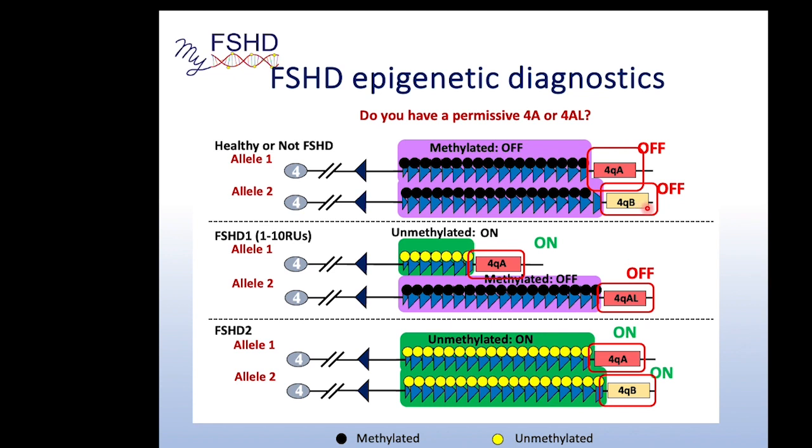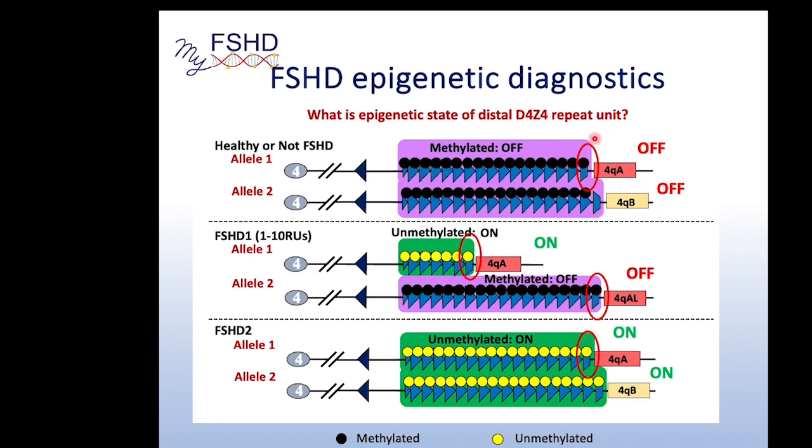Because if you're BB, we immediately know it's not FSHD. And the second basis of that is that our epigenetic assay is based on a permissive chromosome 4. We don't care about the epigenetics of a 4B distal repeat unit. We look at the epigenetic status of the last D4Z4 repeat unit in the context of a 4A or a 4AL, because this is actually the repeat unit that leads to DUX4 expression and is the pathogenic repeat unit. All the other ones, who cares? This is the one that matters. So we're going to ask, what is the epigenetic status of 4A or 4AL?